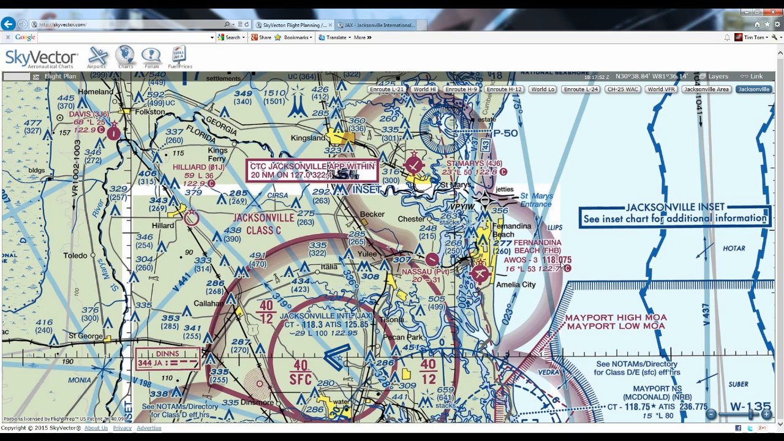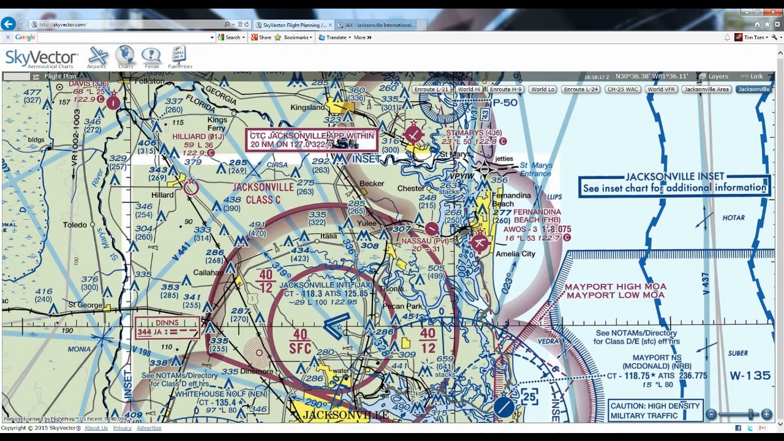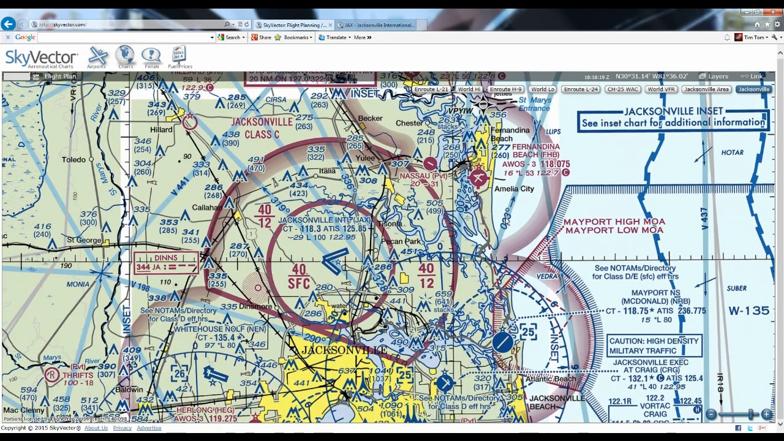Now what that means is the AWOS is on 118.075. So this has an automated weather observation system. That's the frequency you tune to listen to it. That -3, I'm not sure. I believe that refers to a special AWOS type. I'm not sure. But yeah, for flight sim purposes, that means there's an AWOS there.